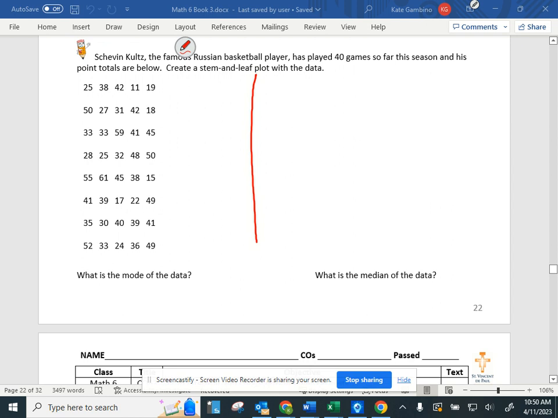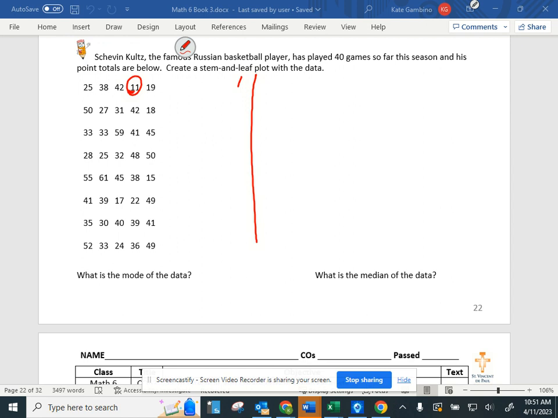Amelia, why would I start with a 1 up here? Because if you're looking at the numbers that are up there, the lowest one is 1. Yeah, the smallest score that he has is the 11. So that means our stem is going to be that tens place, the 1 in the tens place. What is the biggest stem that I need to list?